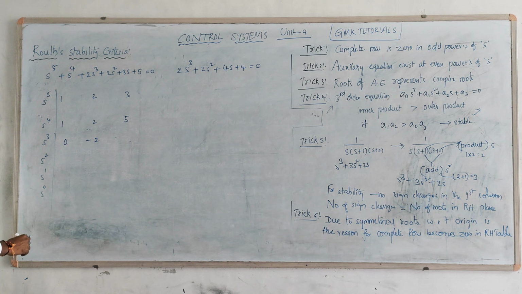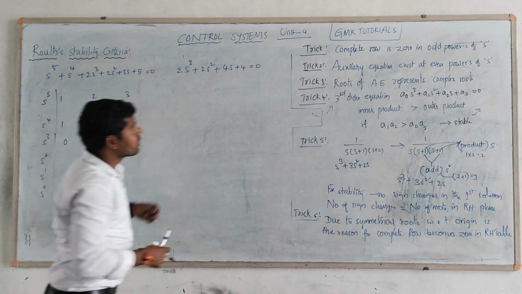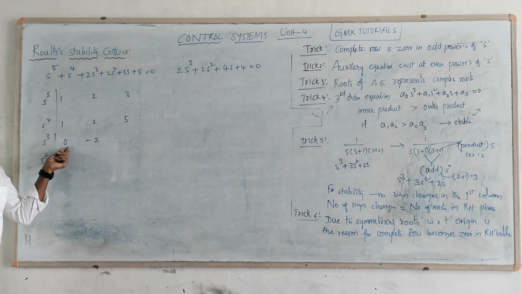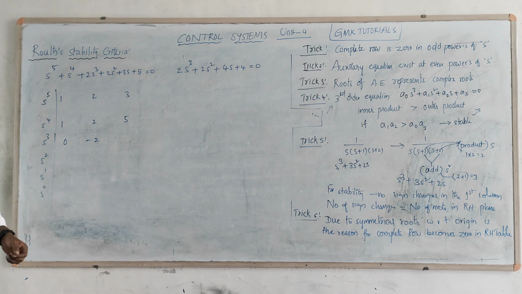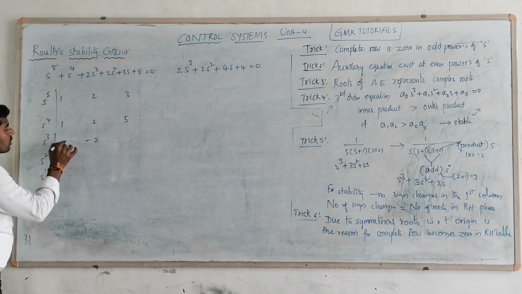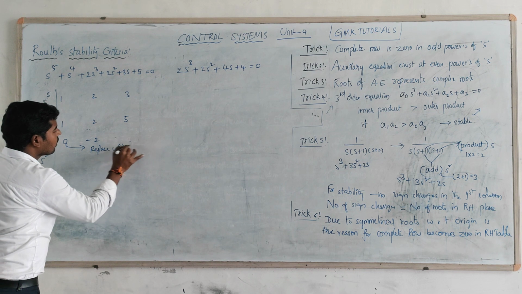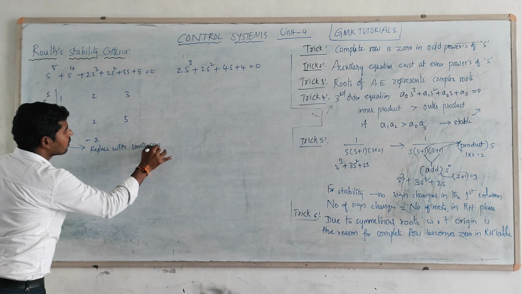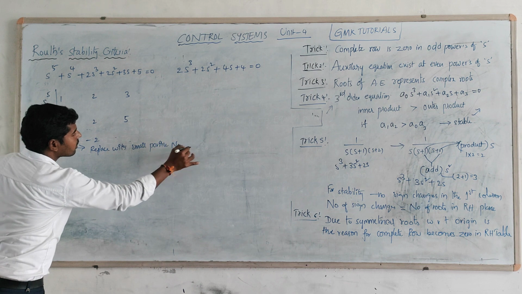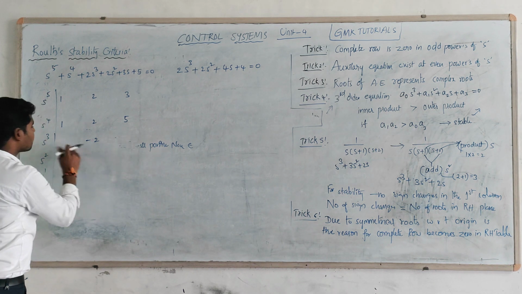Next, in the RH criterion row, if the first element is 0, as I said in the previous class, you have to replace it with one small positive number, which may be some epsilon. So we replace the 0 with a small positive number, that is epsilon in this case.